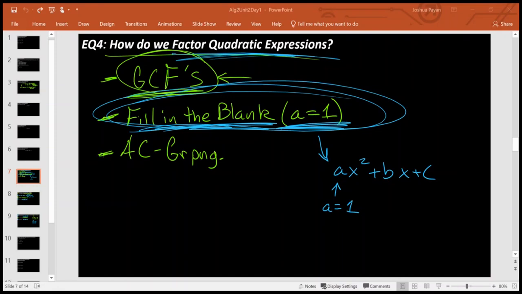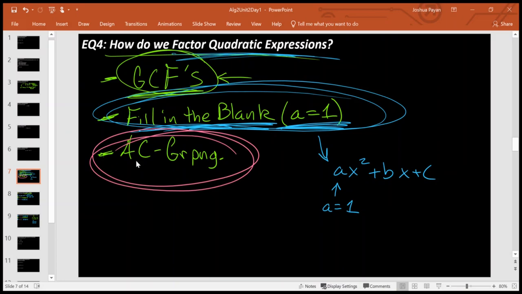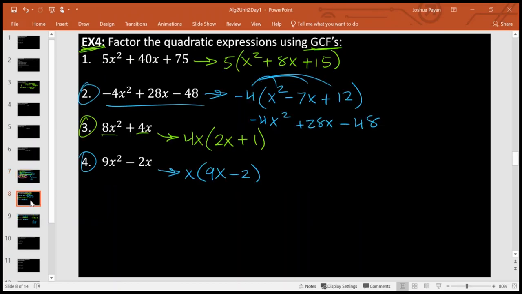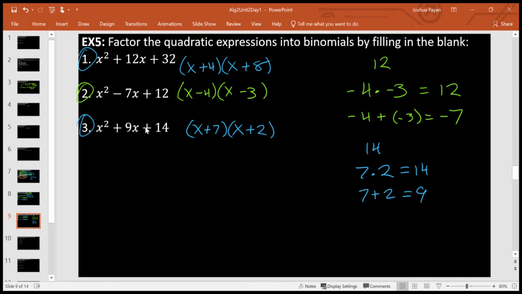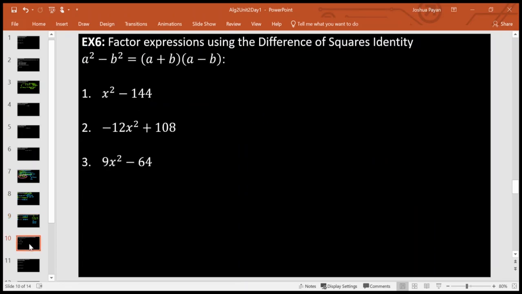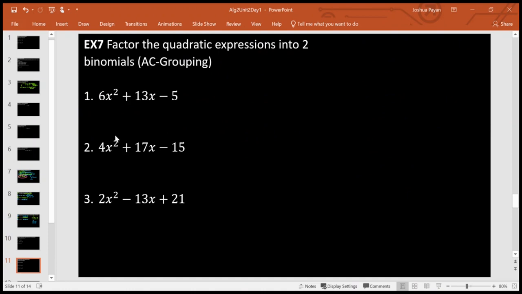All right, this video is going to involve our last of the three methods to factoring quadratic expressions, namely AC grouping, right? So filling in the blank, well, we had to have A equal to 1, right? In this case, this is when we do not have A equal to 1. So we can use fill in the blank in these examples right here, where A is equal to 1, we see that. But here on these examples, that is not the case.